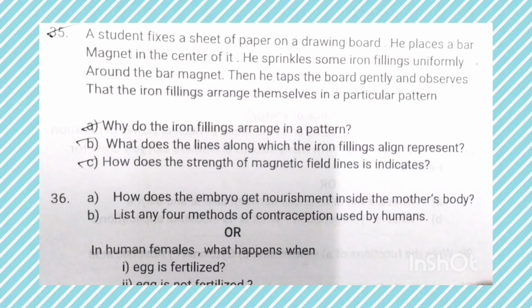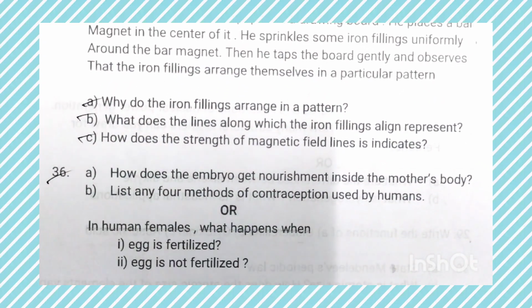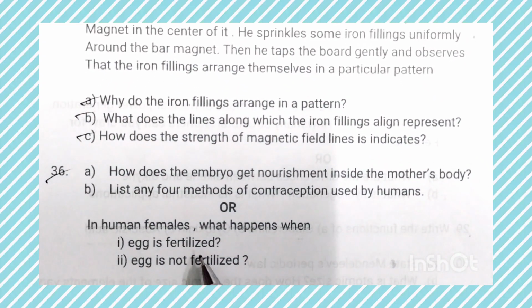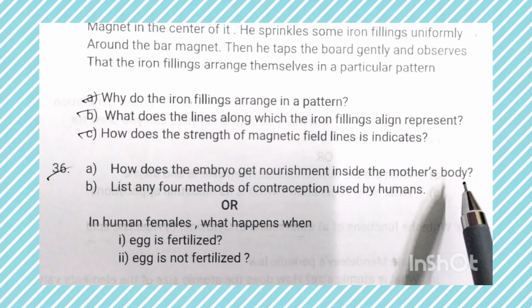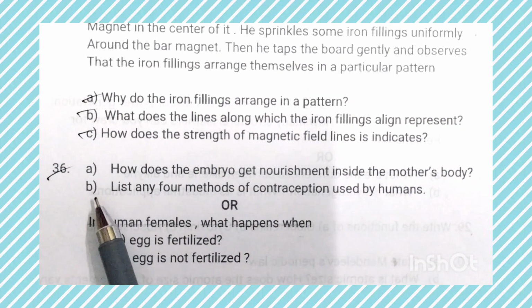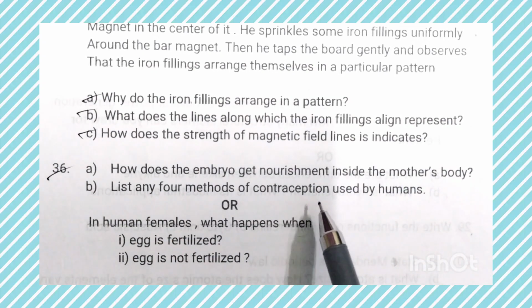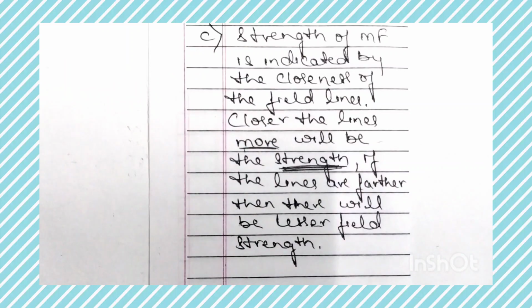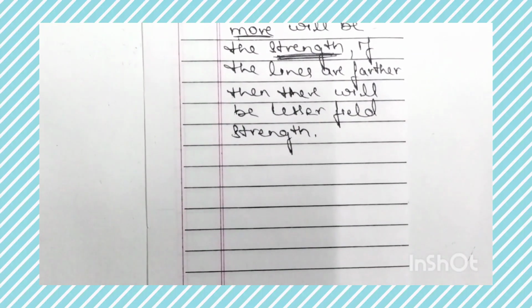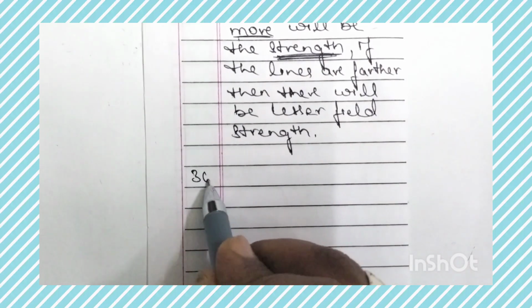Now let us move to the 36th question. In that one, an internal choice question is there. Let us answer for that one also. A: How does the embryo get nourishment inside the mother's body? B: List any 4 methods of contraception used by humans. So now let us answer these 2 questions. So in 36th, the A question is about how the embryo gets nourishment inside the mother's body.